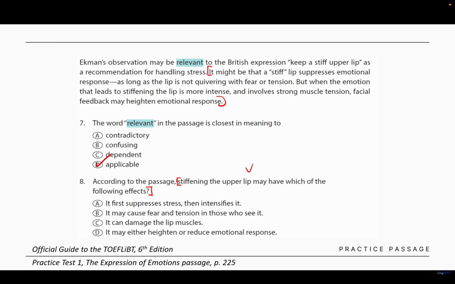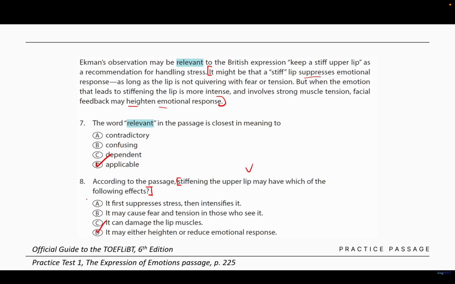It says both of them, according to the different situations, but especially it says it can be useful for struggling with stress. Yeah, it basically says both situations can happen, right? It can suppress the emotional response, but it can also heighten the emotional response. So what's the answer? D. D is correct. Awesome job.